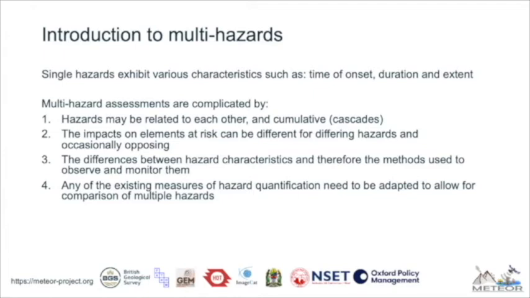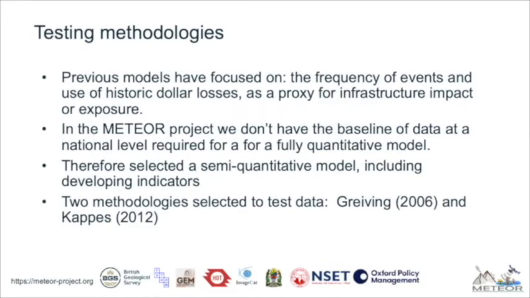To explore the best ways to combine the data created by the Meteor project and to develop robust models for analysing multi-hazards with exposure, we have reviewed a collection of different models that have been designed to address multi-hazards. Some of these models focus on the frequency of events and use of historical dollar losses as a proxy for infrastructure impact or exposure, whilst others are concerned with producing more qualitative results.